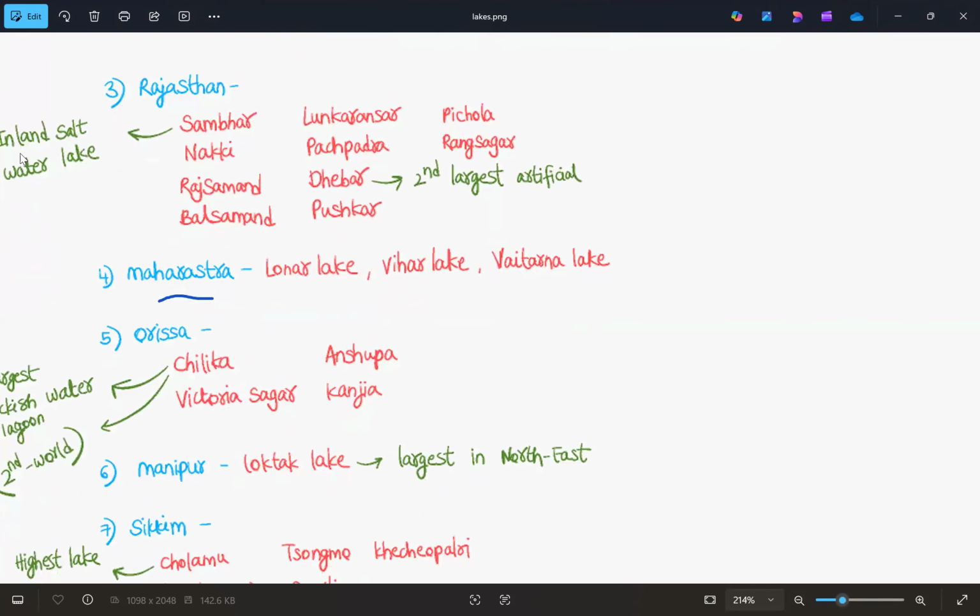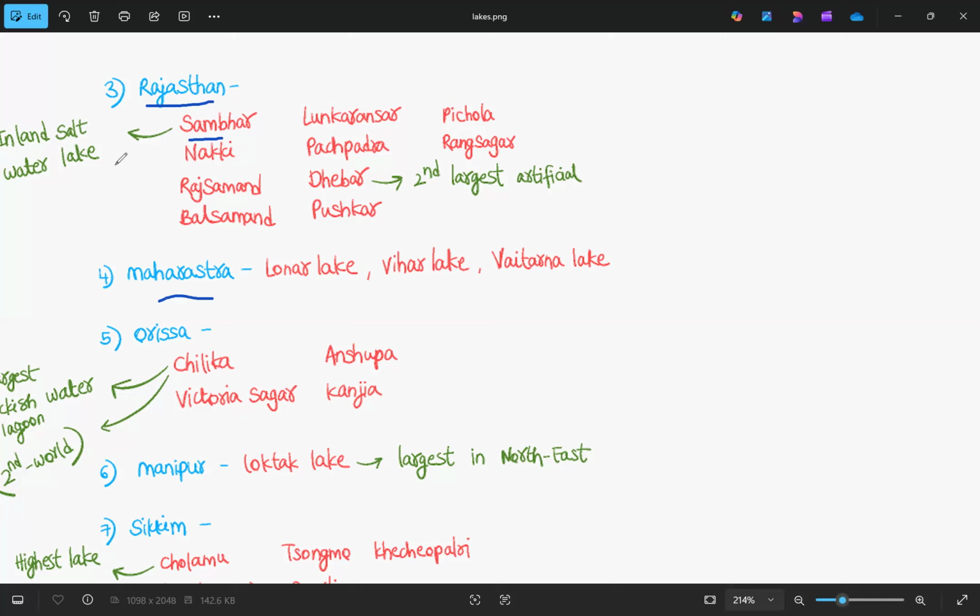Now the next one, Rajasthan. In Rajasthan, the first one is Sambhar Lake. Sambhar Lake is the inland saltwater lake. So Sambhar Lake is saline in nature.